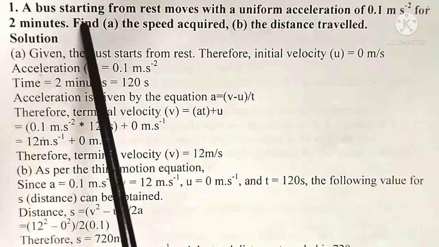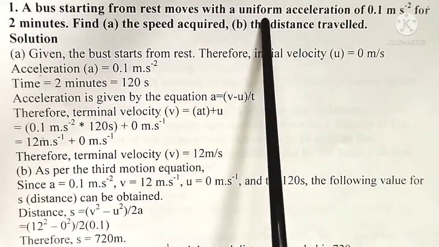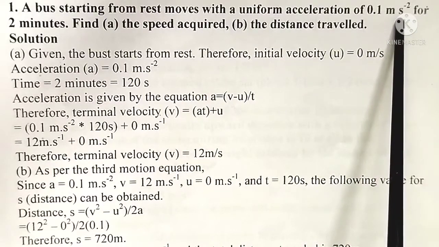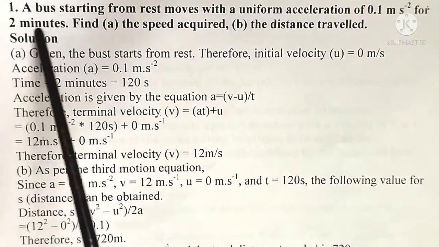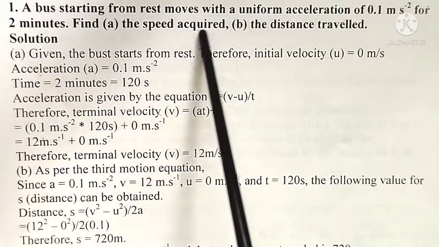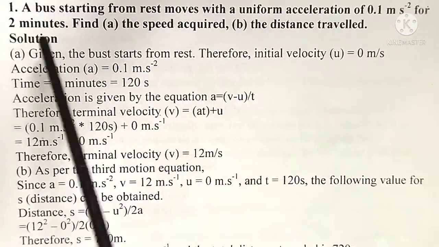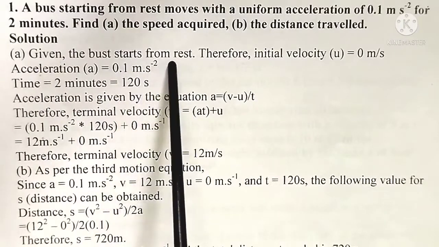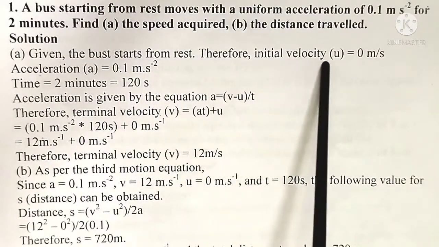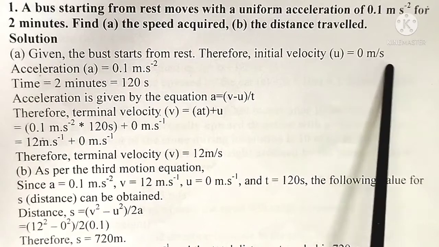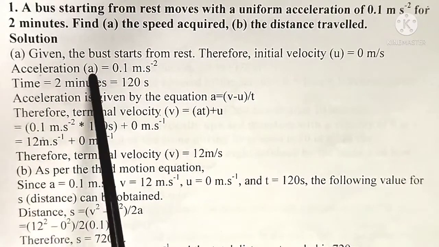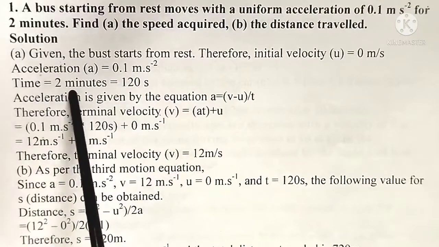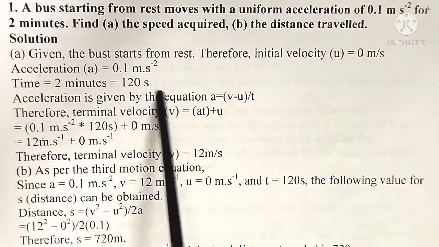A bus starting from rest moves with a uniform acceleration of 0.1 meter per second square for 2 minutes. Find the speed acquired and the distance traveled. Solution. Given the bus starts from rest, therefore initial velocity u is equal to 0 meter per second, acceleration a is equal to 0.1 meter per second square, time is equal to 2 minutes, that is equal to 120 seconds.